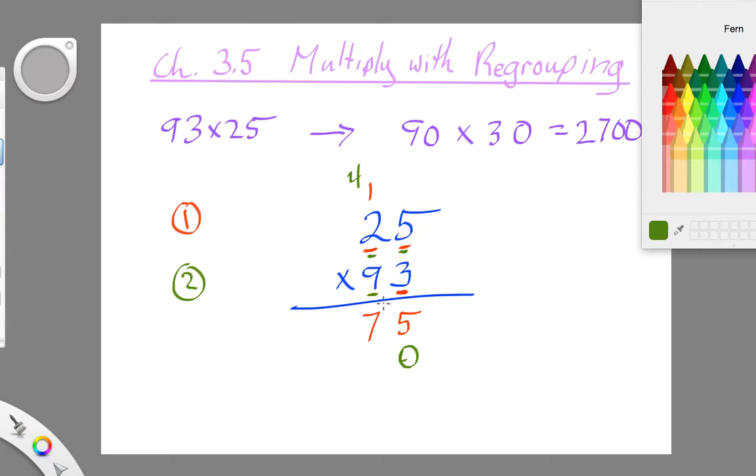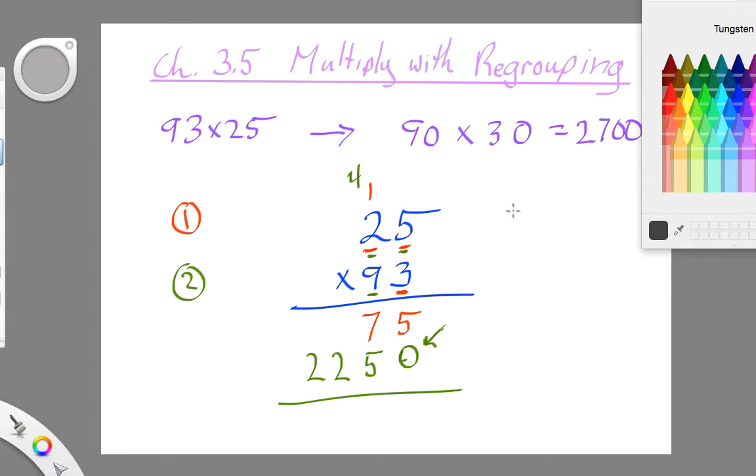9 times 5 is 45. 9 times 2 is 18, plus 4 is 22. Now, it's crucial that you remember to add this 0. This is super important. It holds that place value. We're not just multiplying by 9, we're really multiplying by 90. And so we've got to move over to the tens place.